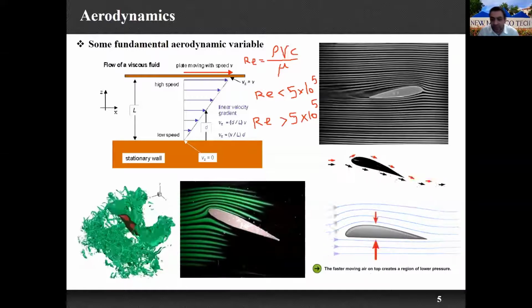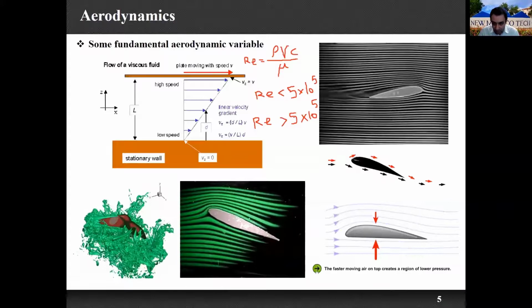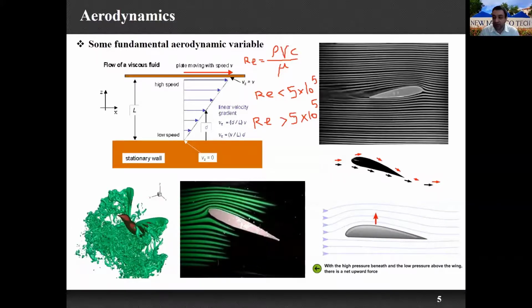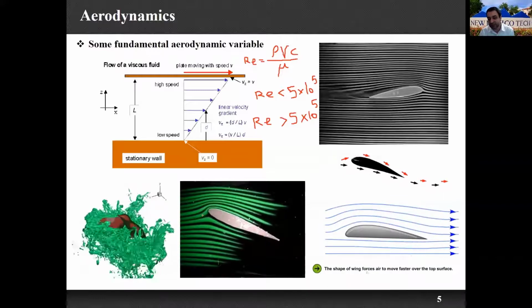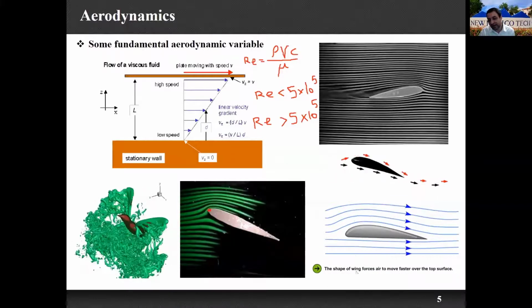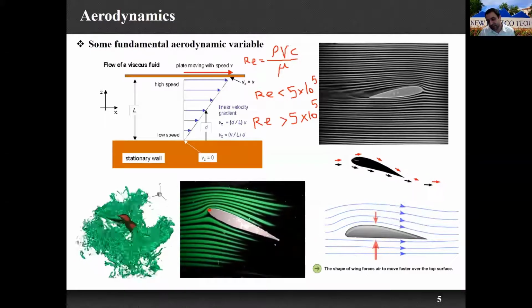Any object that moves in the air generates some discontinuity on the streamlines. These are the streamlines that you can see here. Once they reach here and pass the airfoil, you will see how the shape of the streamlines becomes different.